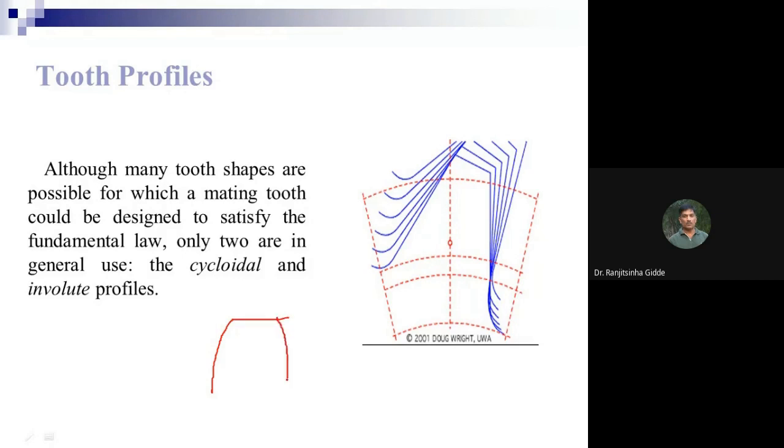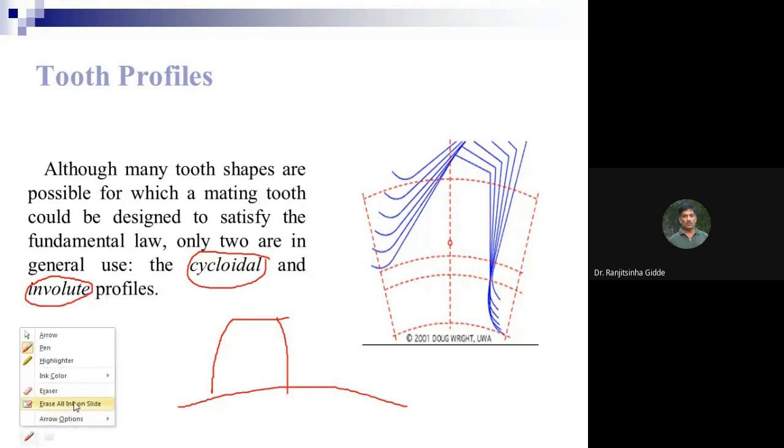So actually I had planned to take the length of path of contact expression, but again I have changed my plan because we are in the last lecture. So I will just take some of the definitions, the comparison, and some part regarding the forms of the teeth. Okay, so there are two types of tooth profile. One is cycloidal and another one is the involute tooth profile, right?